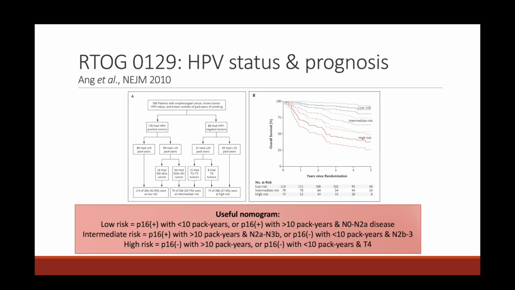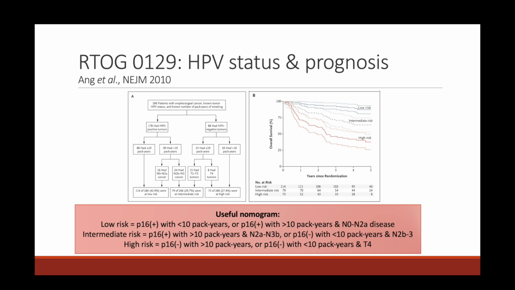Intermediate risk patients were P16 positive with greater than 10 pack years and N2A to N3B disease, or P16 negative with less than 10 pack years and N2 beta N3 disease. And then finally, high-risk patients were P16 negative with greater than 10 pack years or P16 negative with less than 10 pack years and T4 disease.